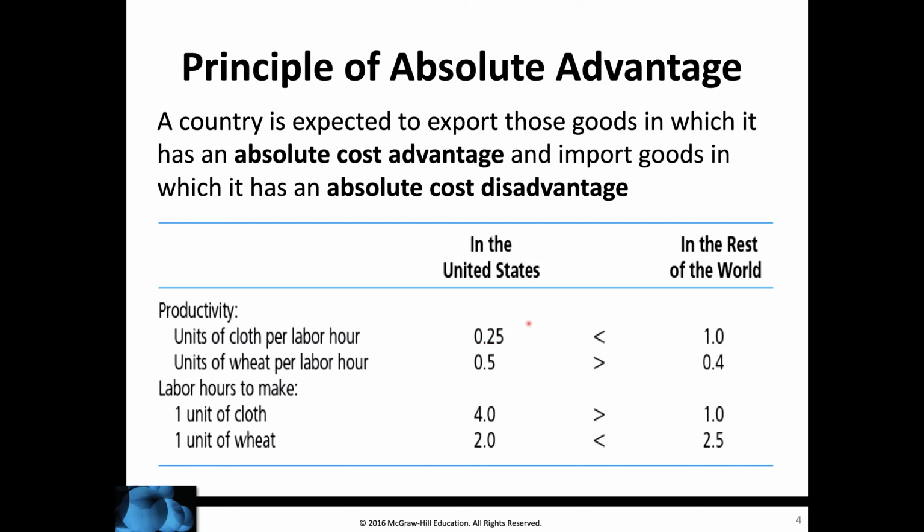So in this example, we've got the United States with an absolute cost disadvantage in producing cloth. It takes them 4 hours, whereas the rest of the world takes 1 hour. However, when we consider wheat, the United States has an absolute cost advantage when compared to the rest of the world.